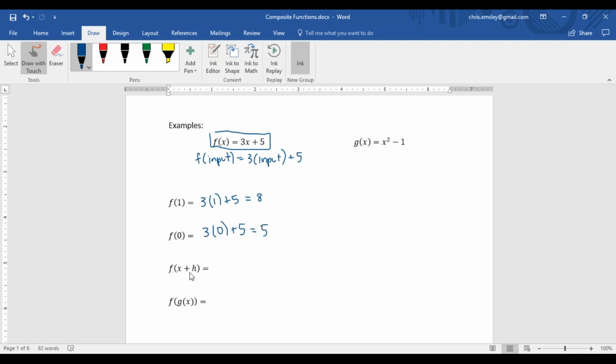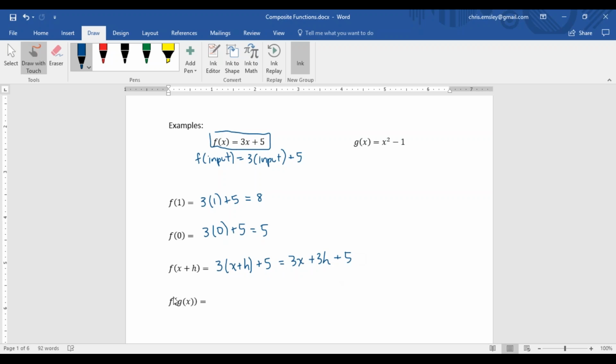We could have an expression in the parentheses as our input, which we had this type of thing when we were working on our difference quotients. But in this example, x plus h is our input. So it's 3 times the quantity x plus h, plus 5. There's not a lot of simplifying we could do there. We could distribute that 3, although we don't end up with any like terms.